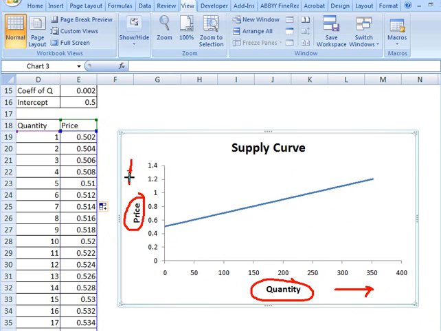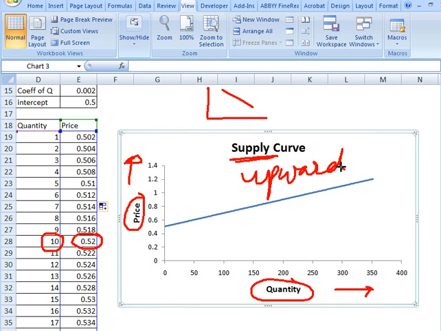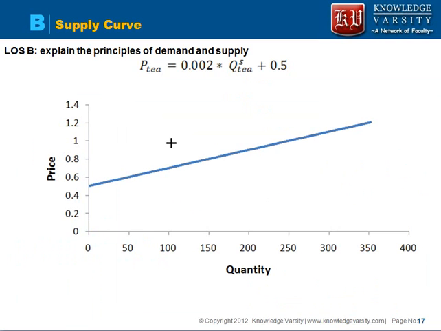So please note that this is for one supplier. We say that when he is selling 10 quantity, the price that he is going to charge is 0.52, right? So that is the supply curve. So it is increasing, and what we have is the demand curve. We saw that it was downward sloping, but the supply curve is upward sloping. So this is your upward sloping curve.